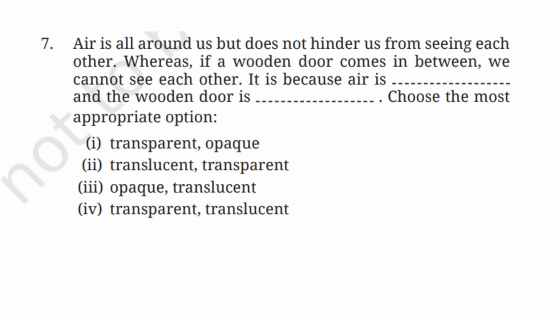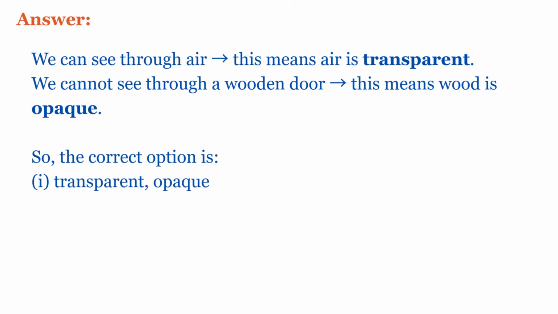Question number 7. Air is all around us but does not hinder us from seeing each other. Whereas if a wooden door comes in between, we cannot see each other. It is because air is dash and the wooden door is dash. Choose the most appropriate options. So, students, we can see through air. This means air is transparent, and we cannot see through a wooden door. This means wood is opaque. So, the correct option is option number 1, transparent and opaque.